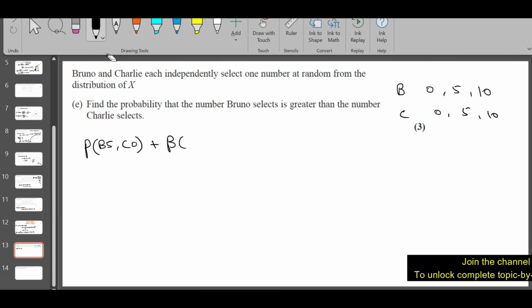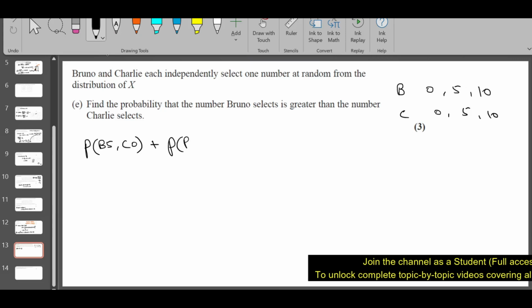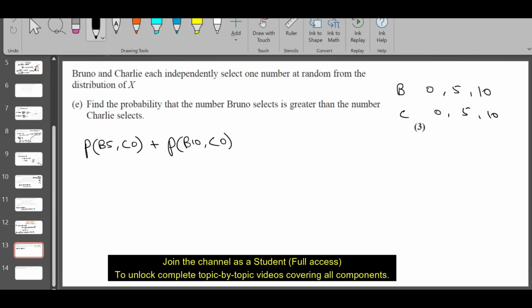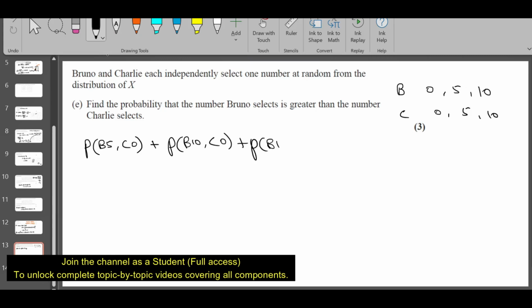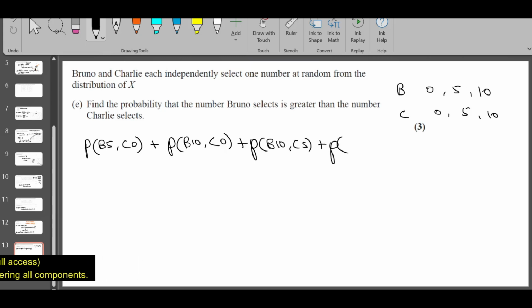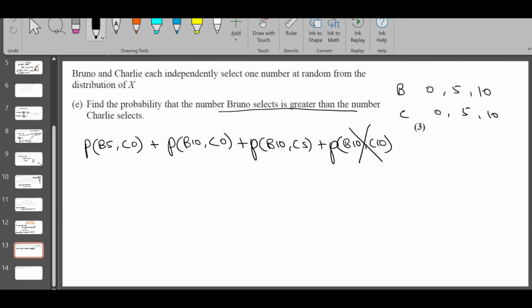Plus the probability that Bruno selects 10 and Charlie selects 0, or Bruno selects 10 and Charlie selects 5, or Bruno selects 10 and Charlie 10. We cannot take this last one because they are equal. It clearly says that Bruno's number should be greater than Charlie's number. So these are all the combinations.